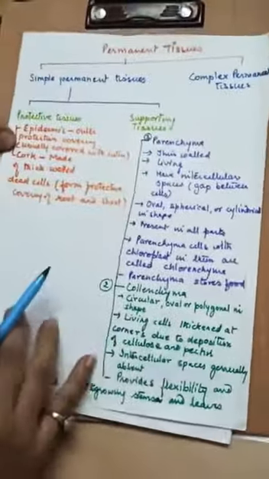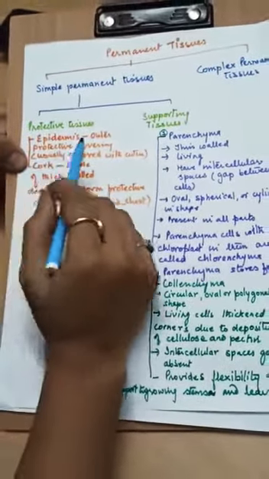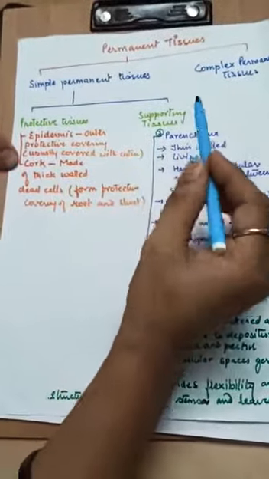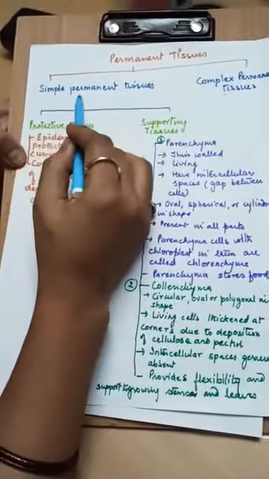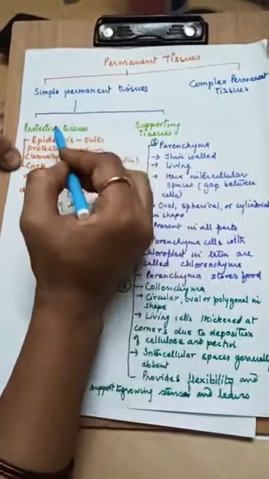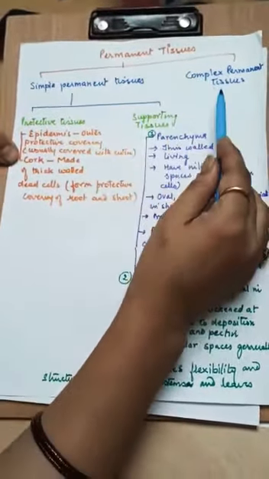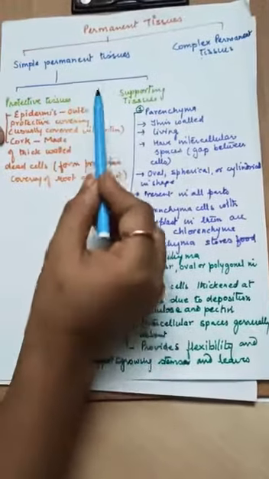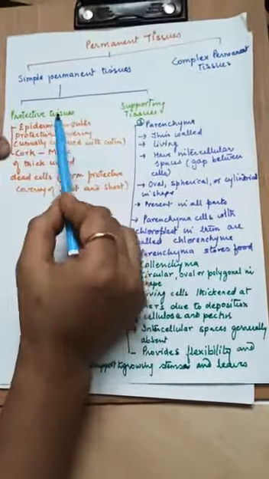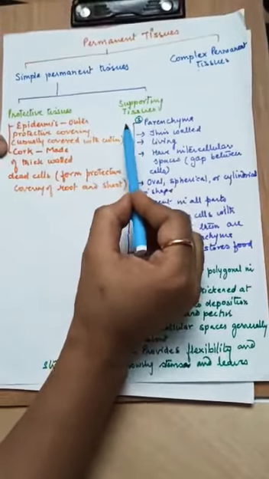Now coming on to the permanent tissues. We have 2 types of permanent tissues. One is a simple permanent tissue and the other one is complex permanent tissue. Simple permanent tissues, as the name indicates, are made up of similar type of cells, whereas the complex permanent tissues are made up of different types of cells. Simple permanent tissues are again divided into 2 parts. One is the protective tissues and the other one is supporting tissue.